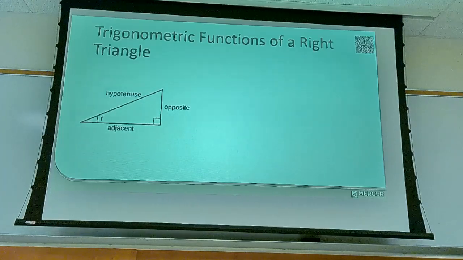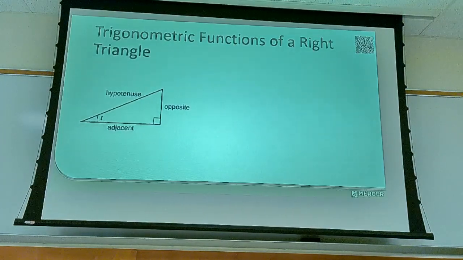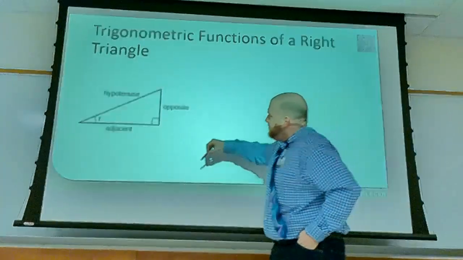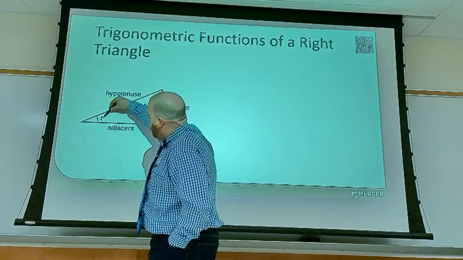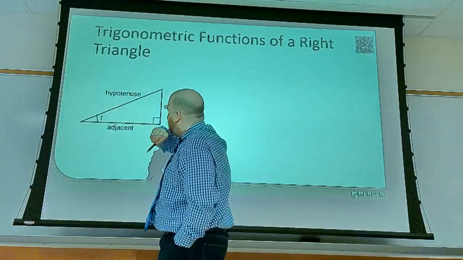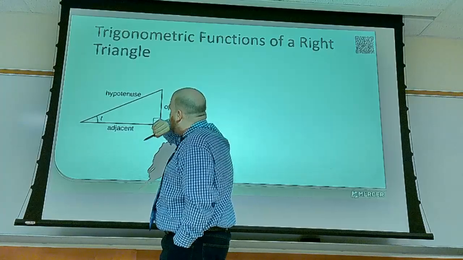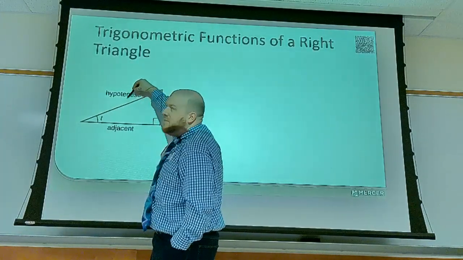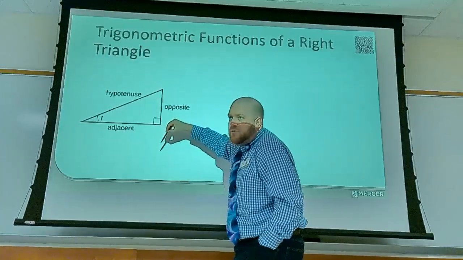Okay, so recall for a right triangle, one of your angles is a right angle, 90 degrees. We're just going to look at this angle here, angle T. For our purposes, we still have the hypotenuse, which is always the side that is opposite the right angle.